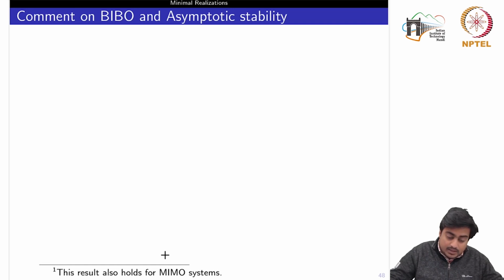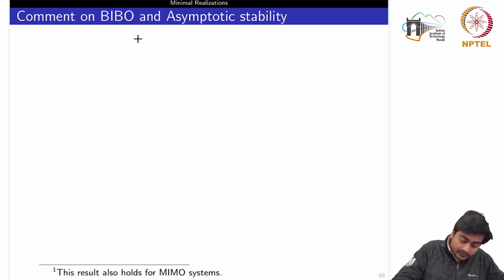Now a comment on BIBO and asymptotic stability. During the stability week, we discussed both these stability concepts, the bounded input bounded output stability and also the asymptotic stability. In BIBO stability we did not introduce or use the concept of the state, we only use the input and output signals and the boundedness of those signals. Asymptotic stability we have specifically defined in terms of the norm of the state trajectories, or for a transfer function by the poles of the transfer function.